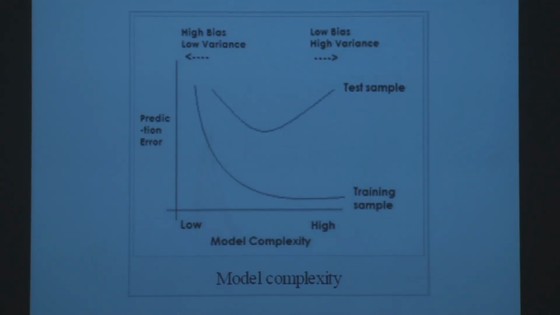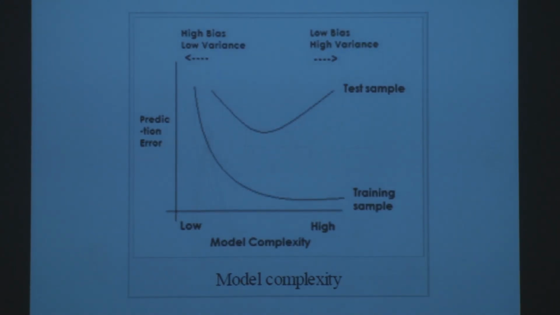So in these two corners, we want to avoid both extremes. We want to find a point, a model with the right complexity. That's the art of model selection or complexity control.